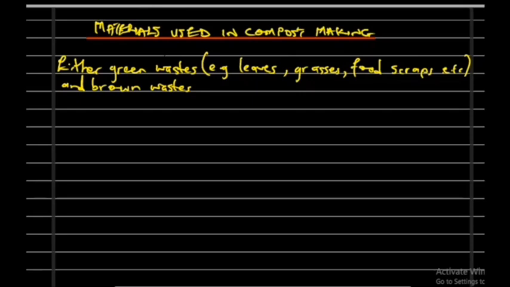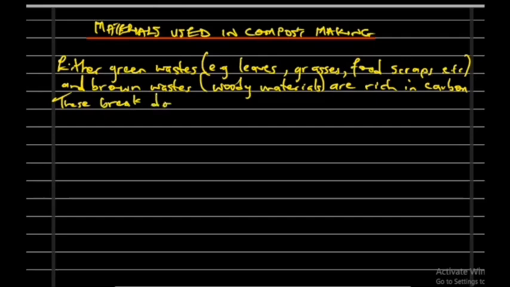Brown waste, which are woody materials, are rich in carbon, that is wood chips. These break down into humus.